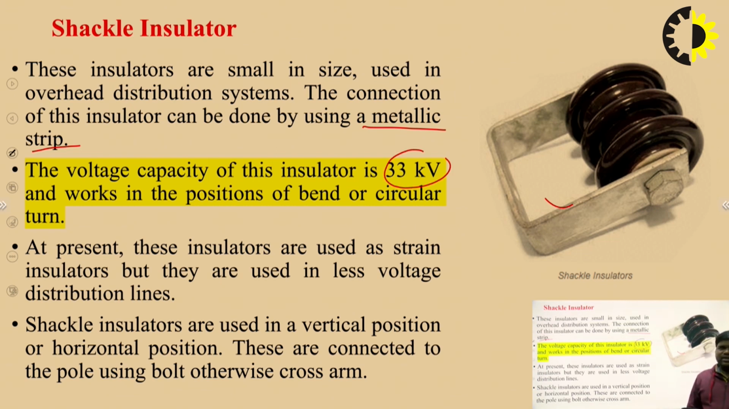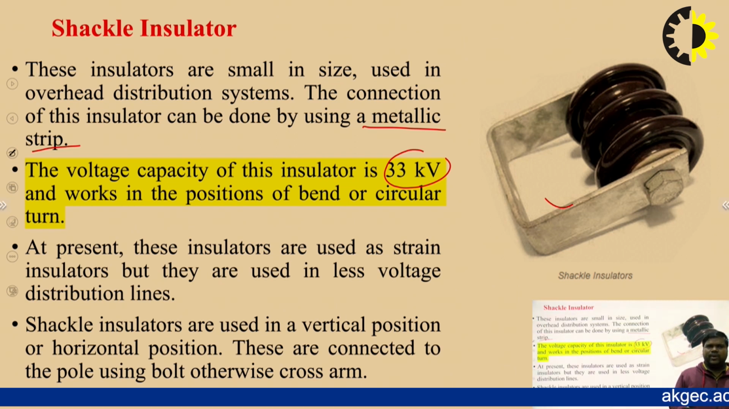So the voltage rating of an insulator is a typical value, which is to be remembered when you go for any application, to know which type of insulator should be used. Depending upon the voltage level on the transmission and the distribution side, we use a suitable type of insulator depending upon the application. So the voltage capacity is 33 kV.